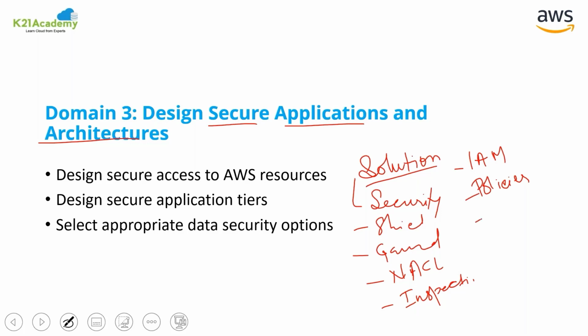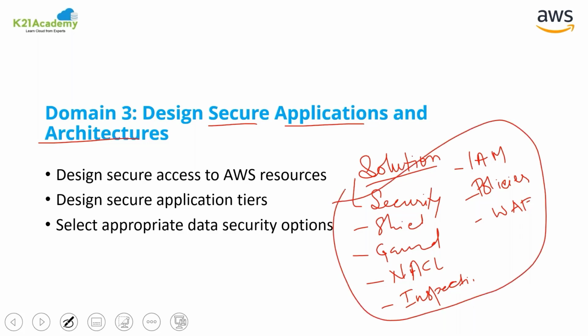Okay, yes, WAF. As soon as security comes to mind, what should be the possible options? When a database comes to mind, what should be the possible options? When resiliency comes to mind, what should be the possible key services? That should be there in your mind. As soon as you read the question, you'll be able to identify which pillar it belongs to, and in that pillar what the key services are.